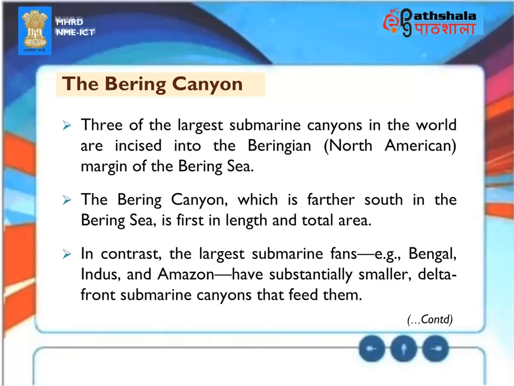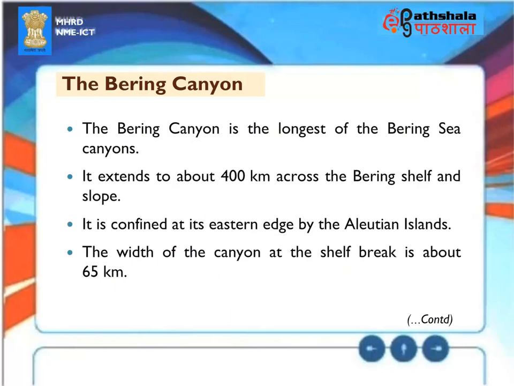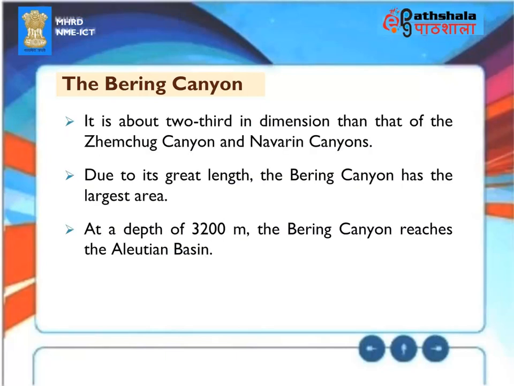In contrast, the largest submarine fans, for example Bengal, Indus and Amazon, have substantially smaller delta front submarine canyons that feed them. The Bering Canyon is the longest of the Bering Sea canyons. It extends about 400 kilometers across the Bering Shelf and slope. It is confined at its eastern edge by the Aleutian Islands. The width of the canyon at the shelf break is about 65 kilometers. It is about two-thirds the dimension of the Zemchug and Navarin Canyons. Due to its great length, the Bering Canyon has the largest area. At a depth of 3,200 meters, the Bering Canyon reaches the Aleutian Basin.